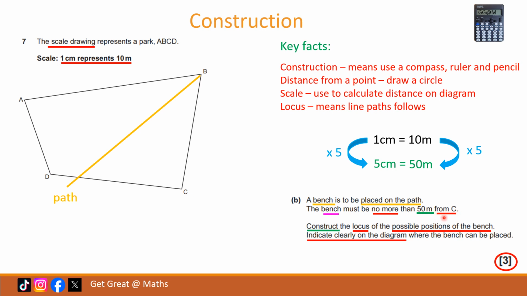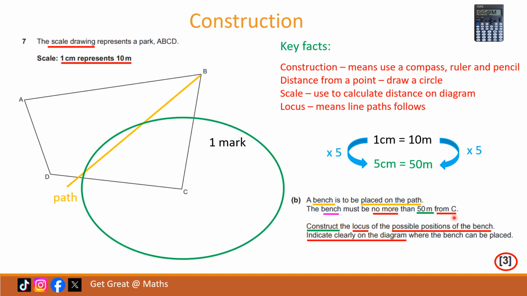Okay, so we have got to work out where the point is going to be, where it is 50 metres from C. And it's going to be 50 metres from C, a distance of 5 centimetres away from this point here, C. So we're going to draw a circle with centre C, a distance of 5 centimetres. Now for drawing the circle gives you 1 mark, and then for stating it's 5 centimetres gives you your 2nd mark. Now we've got to work out the possible positions of the bench.